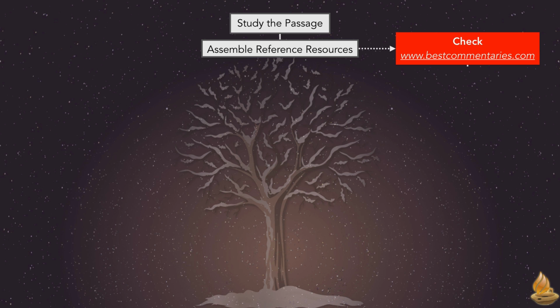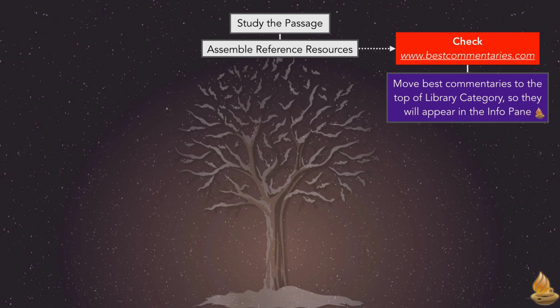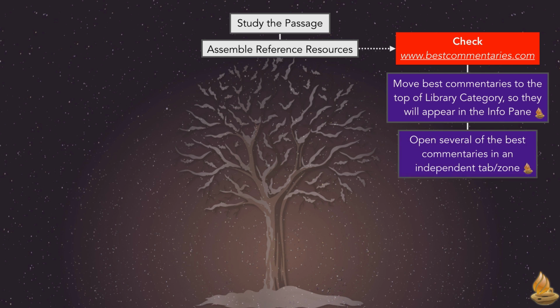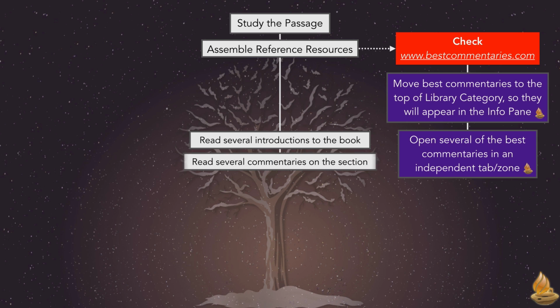Once I get my list, I move those commentaries to the very top of my Accordance library, so they will all appear in the info pane. I will also open a few of the very best ones directly from the library, so they will appear in their own zone. That way I can access the browsers and find the introductory material on the book and the section the passage is in. Now, we read those introductions, both to the book and to the section. Both of those tasks will use the commentaries in the Independent Accordance zone.